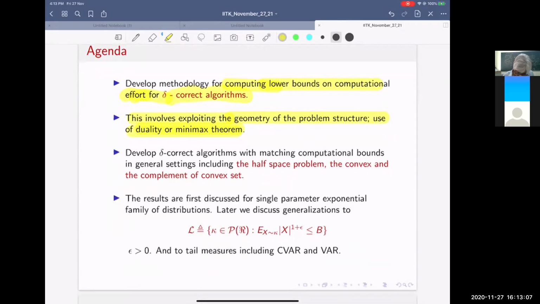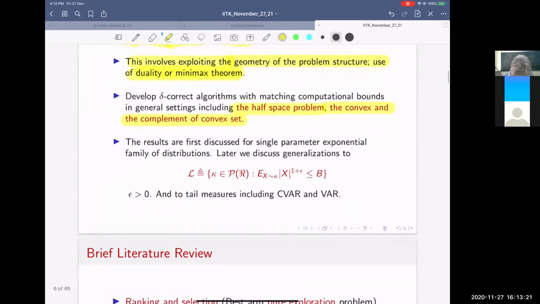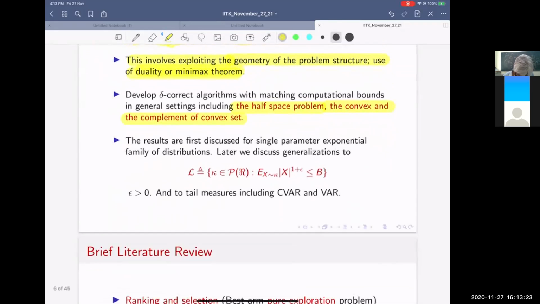So we'll develop this for the half space problem which I mentioned, convex in the complement of a convex set. These are places where one can say some nice things easily because the geometry is nice and simple. So that's what we'll do. That's the agenda. And the results are first discussed for single parameter exponential family of distributions.